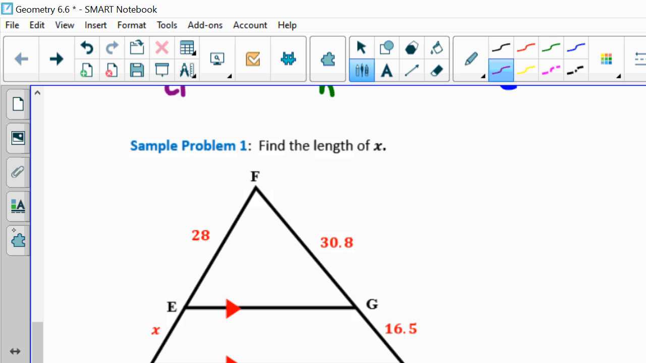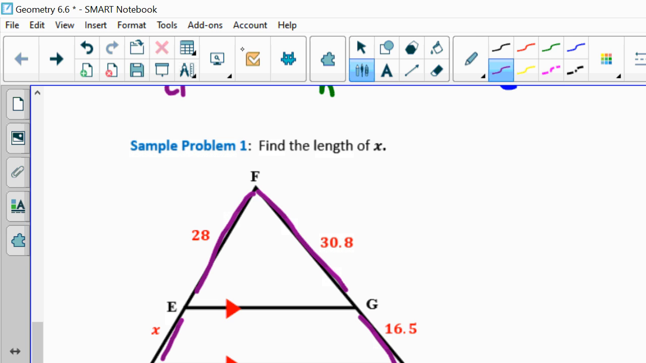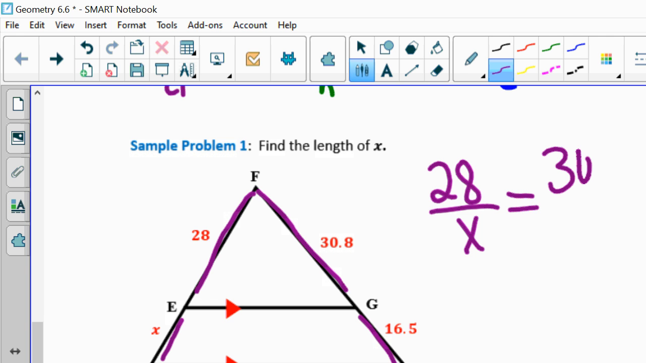So it says find the length of X. Okay, I need to set up a proportion. Okay, so I can do this side over this side. Right? Would have to be proportional to this one over this one. That's what the triangle proportionality theorem tells me. So I would set this up 28 over X would have to equal 30.8 over 16.5. So there's our proportion. Now we just want to cross multiply.